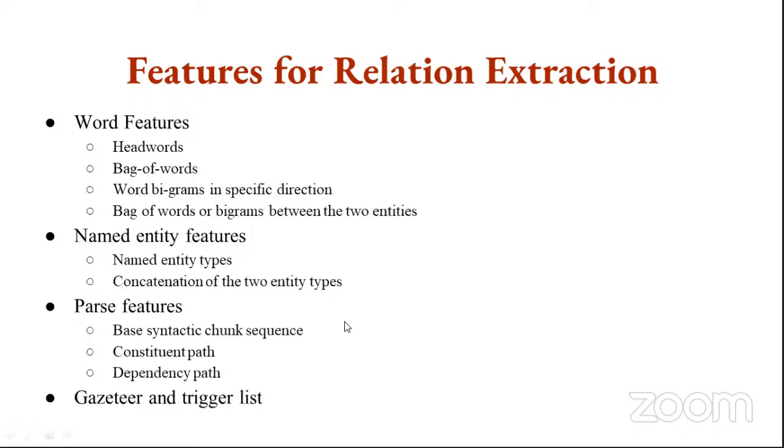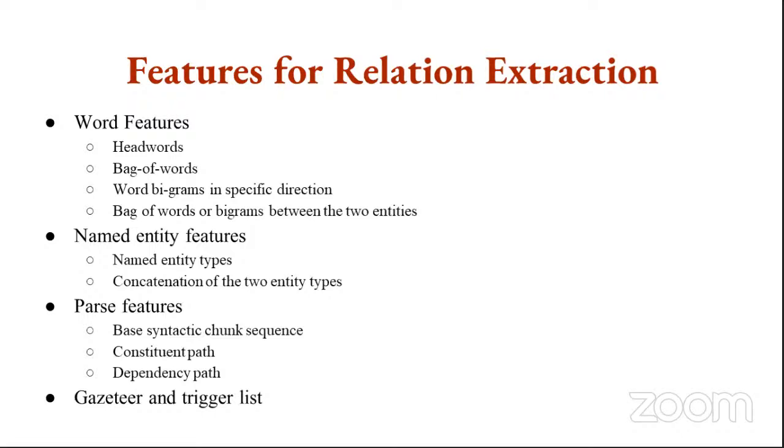Then the base syntactic chunk sequence. Chunking is also very important, so we can understand the chunking information of the words. Then the constituent parse and dependency parse. These generate parse tree based information, which gives us the syntactic structure of the sentence. So those path based features can also be added.